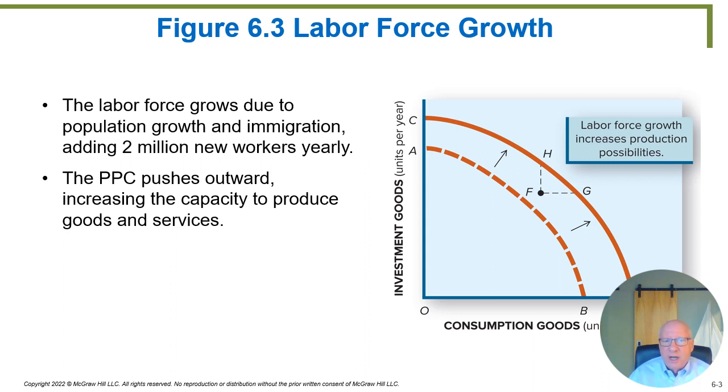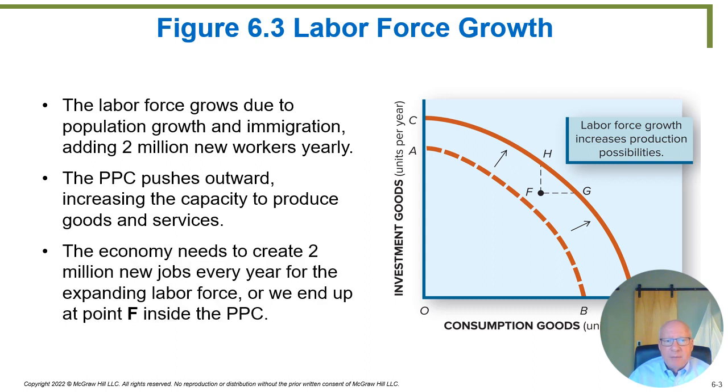So the US has an increasing population, mostly due to adding new immigrants to the United States. We add about 2 million new workers yearly, and now remember, part of those will be children born in the U.S. as American citizens, and so as they grow up, they'll be added to the labor force, and immigrants as well. And we've already mentioned the production possibility curve pushes outward, making it possible to produce more goods and services.